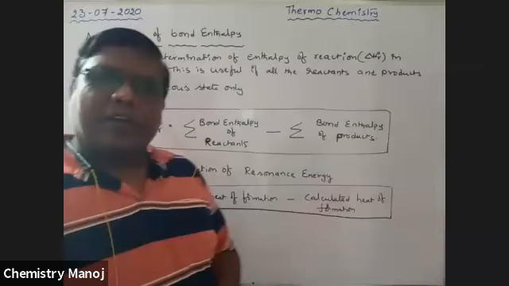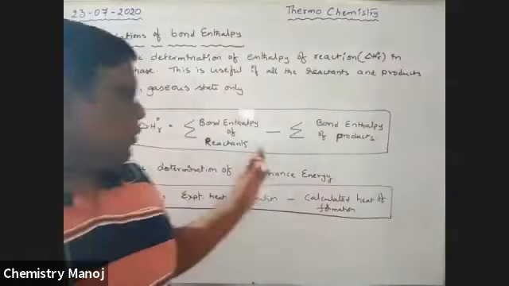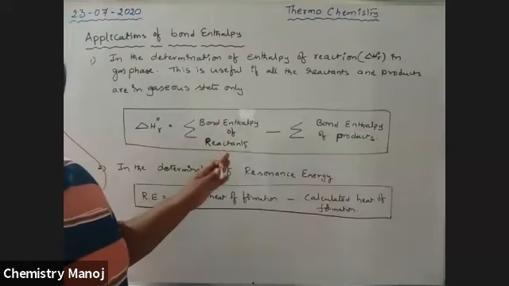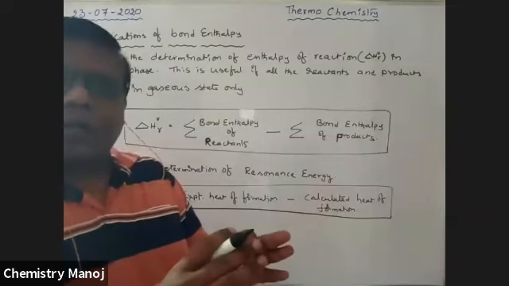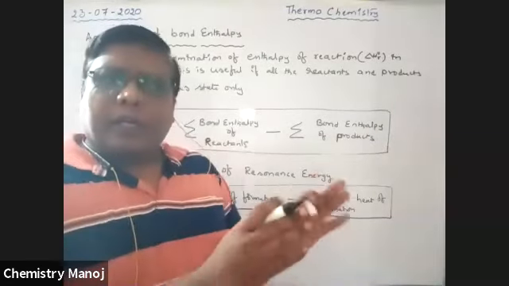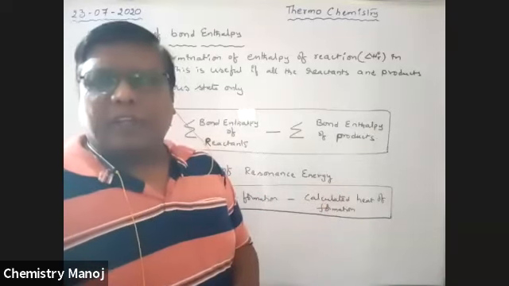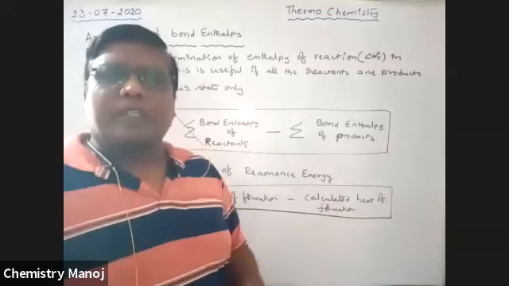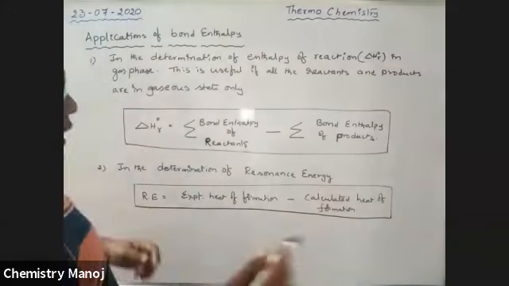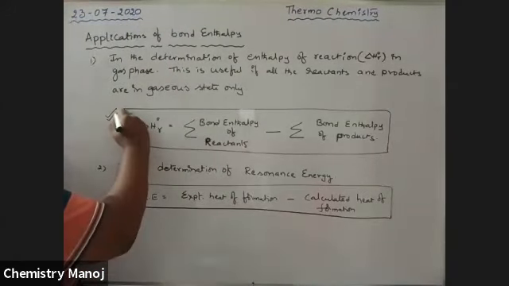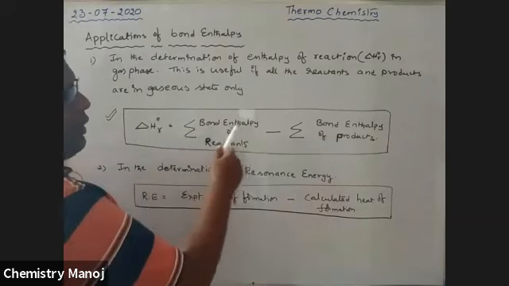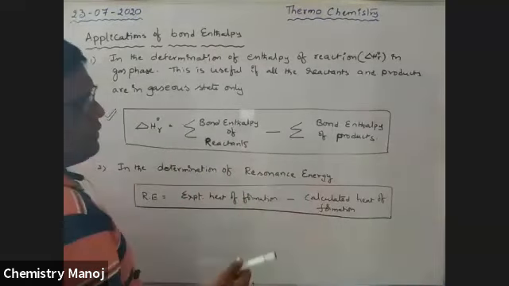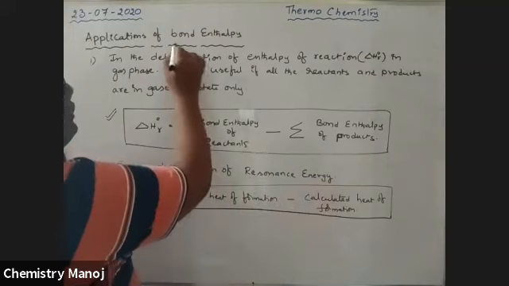If bond enthalpies are given to you, then it is the sum of the bond enthalpies of the reactants minus the sum of the bond enthalpies of the products. It is the only formula having reactants minus products for the change value. But in all other cases, products values minus reactants values. So very, very important. I will give you some problems based on this one. So delta H R, the standard enthalpy of the reaction, is equal to bond enthalpy of reactants minus bond enthalpy of products. So this is the most important application of bond enthalpy.